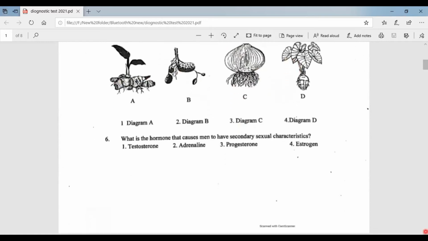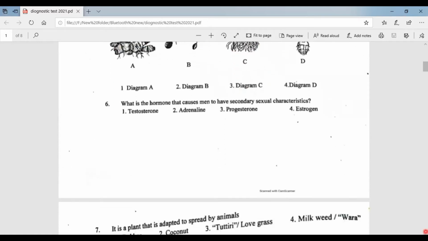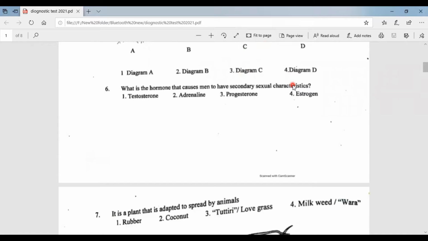Sixth one, what is the hormone that causes men to have secondary sexual characteristics? Answer number 1, testosterone. Adrenaline is secreted by the adrenal glands. The adrenal gland is situated on the surface of the kidneys, and the function of this hormone is to prepare the body to be active in an emergency. Progesterone and estrogen are the hormones that are responsible for the secondary sexual characteristics of the female.